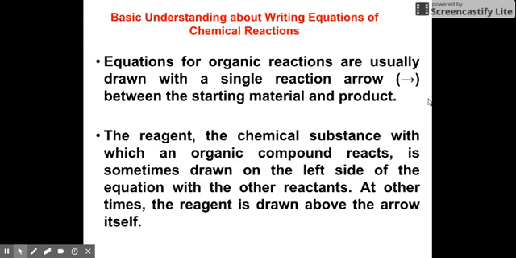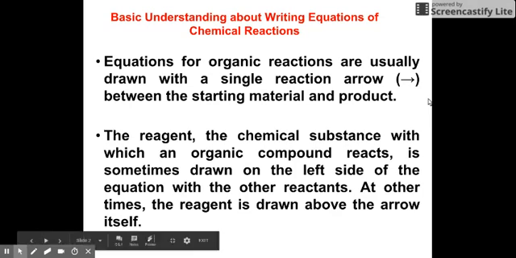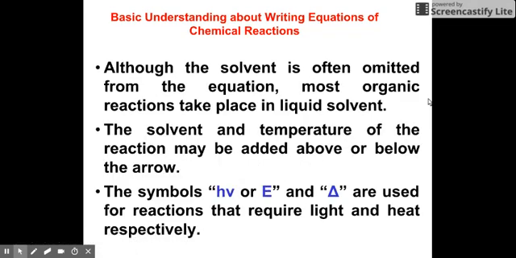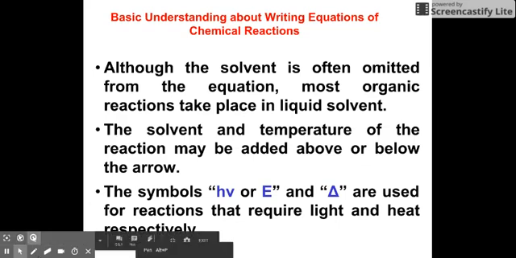The reagent, the chemical substance with which an organic compound reacts, is sometimes drawn on the left side of the equation with the other reactants. But other times you would see that this reagent or substance is drawn above the arrow itself. Although the solvent is often omitted from the equation, most organic reactions actually take place in a liquid solvent. Sometimes it's written, sometimes it isn't. The solvent and temperature of the reaction may also be added above or below the arrow. I'm going to give you some examples in a while.